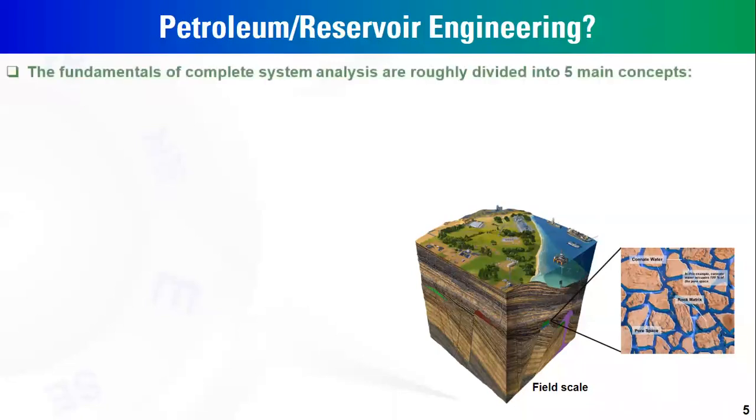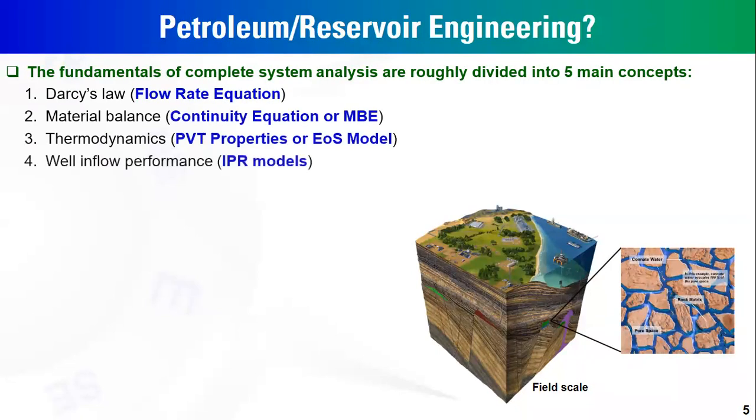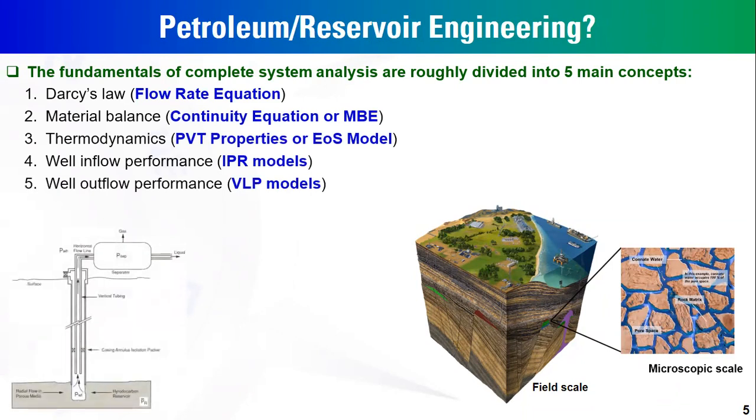So the main principles and applications for the integrated production system or integrated production modeling. Starting from the subsurface part, as you can see, this is the 3D representation of the production system. In the porous media, we have fluid flow across the porous spaces. Therefore, Darcy's law flow rate equation must be applied to characterize the fluid movement through this porous media.